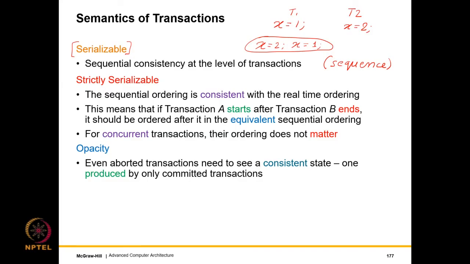But strictly serializable adds a real-time constraint. It makes the ordering consistent with real-time ordering, which basically means that if there are two transactions that don't overlap in time, so that transaction A starts after transaction B ends, then A should be ordered after B in the equivalent sequential order.